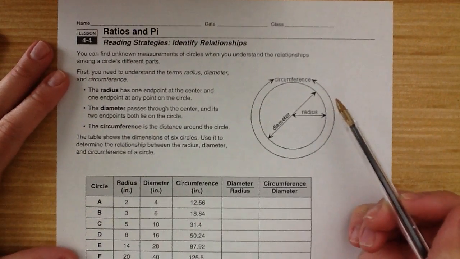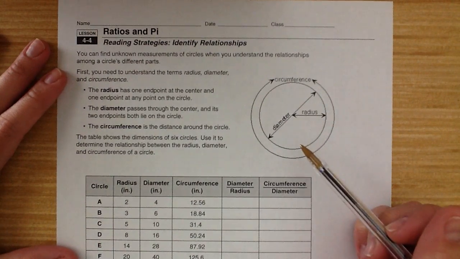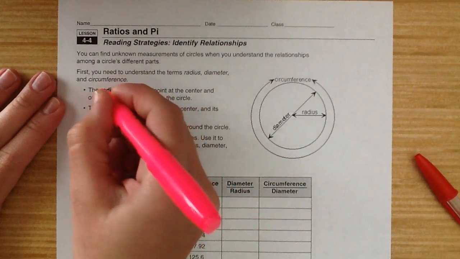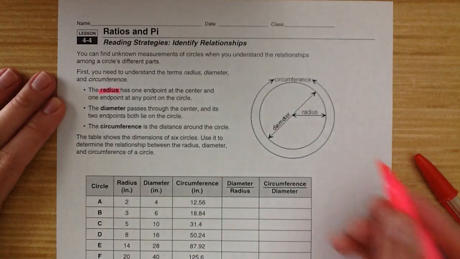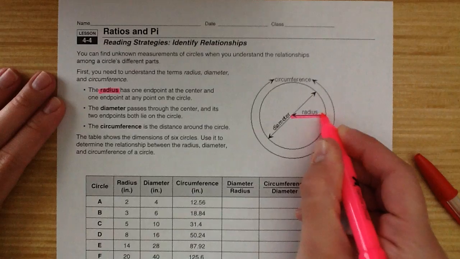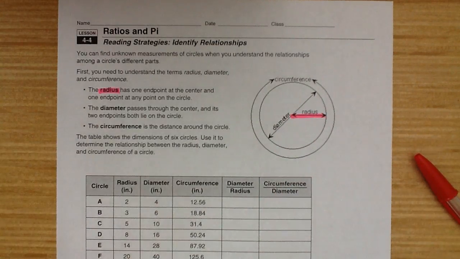So just to review, last week I gave you guys a little bit of an introduction, but just to fully review the terms. These are the three vocabulary words that you're going to have to know about a circle. We have the radius, which has one endpoint at the center and one endpoint at any point on the circle. So it goes from the center to the edge. That is our radius.